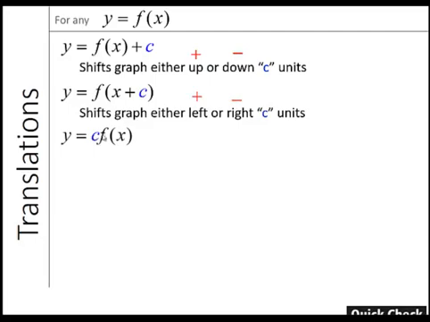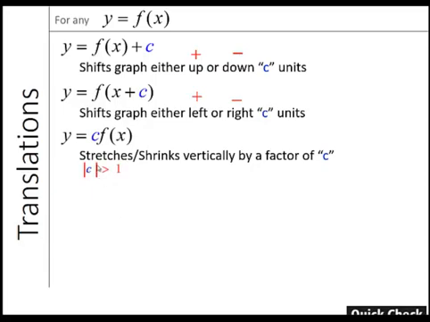Now if you're multiplying it by a number, that's going to stretch or shrink vertically by a factor of c. So if c is bigger than 1, like 2, 3, 4, it's going to stretch. That's in absolute value. If it's negative, we'll talk about that later, but it'll still stretch it. And then it'll shrink if it's in between 0 and 1, which means it's a fraction.